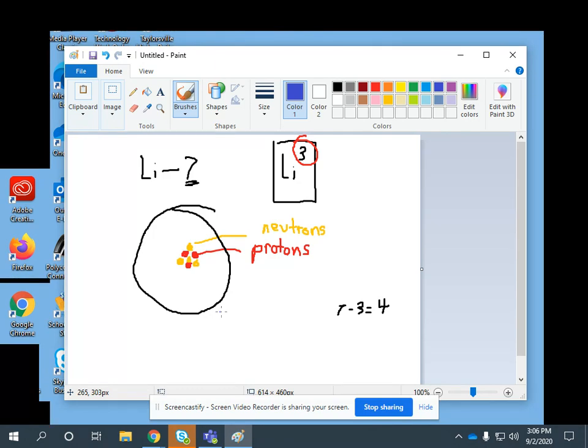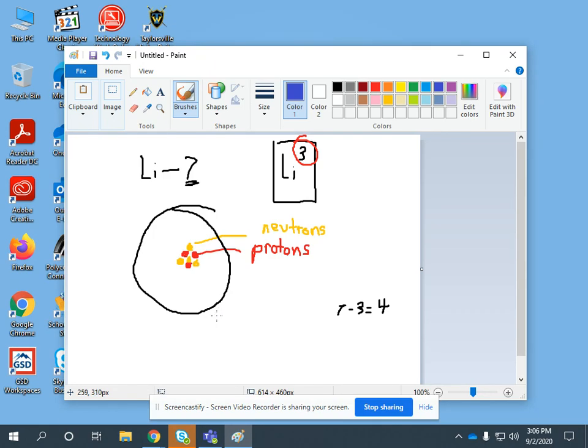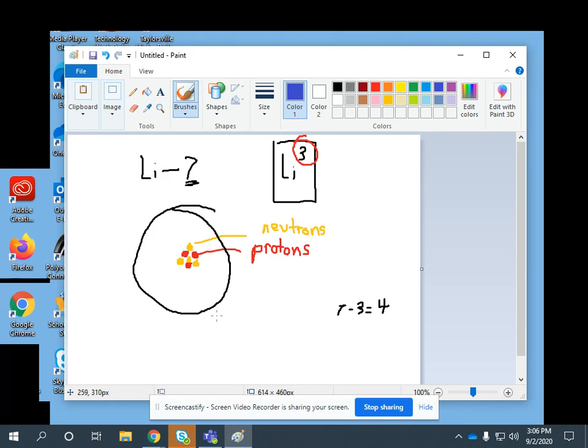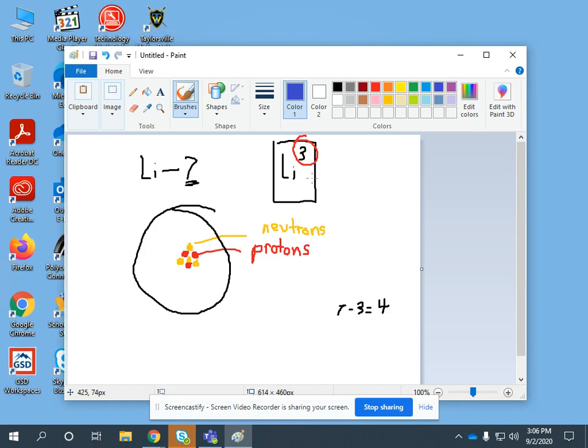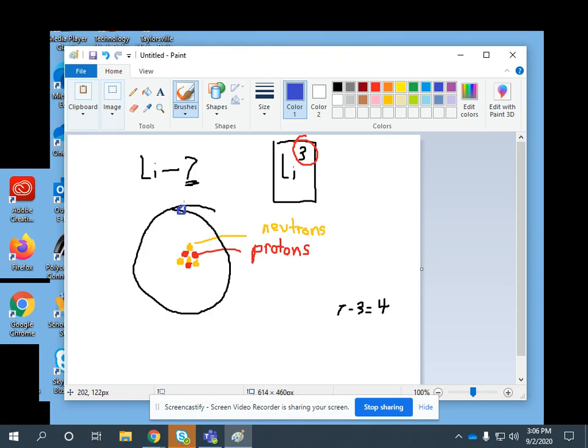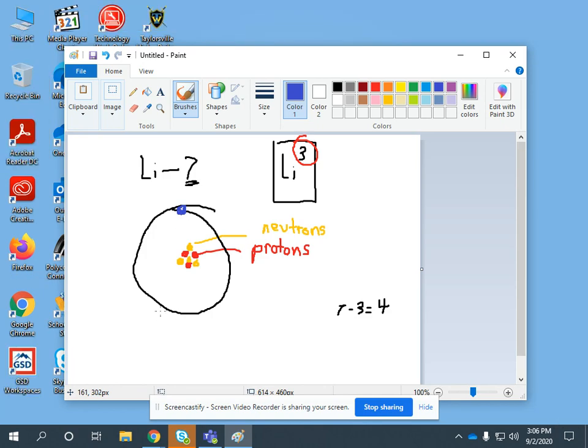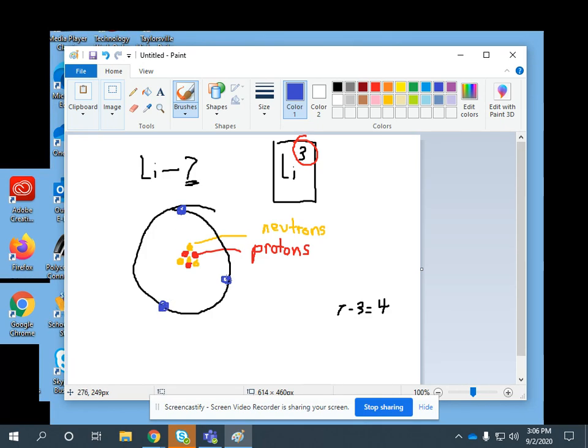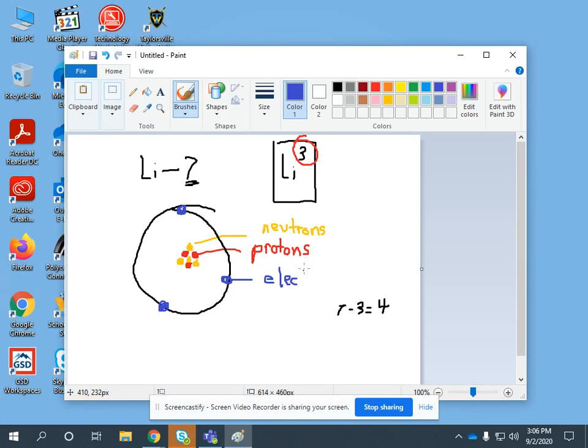How many electrons should I draw? Well, the number of electrons should be equal to the number of protons. So if I look at my element, if I have 3 protons, I should have 3 electrons. So I'm going to draw in 1, 2, 3 electrons. And I'm going to label these dots in my diagram. This is a model of an isotope of lithium.